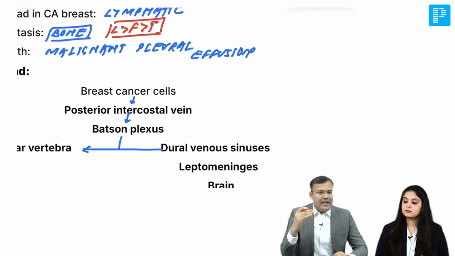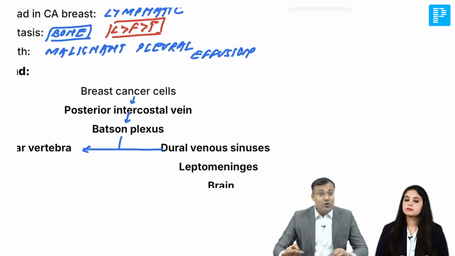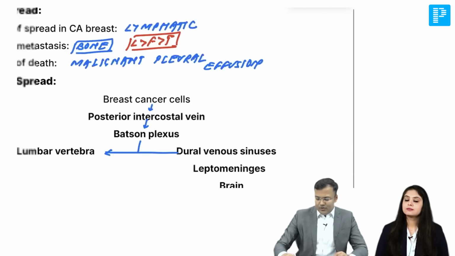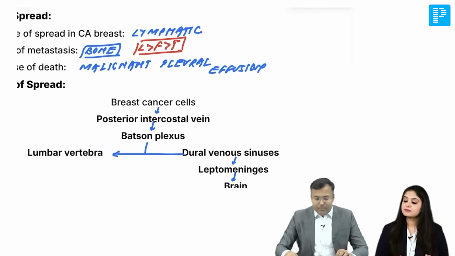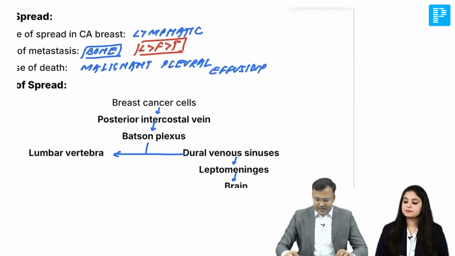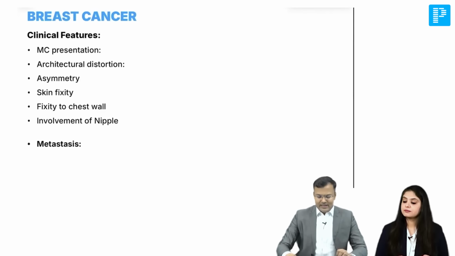You know that in the Batson plexus as well as in the dural venous sinuses, there are no valves. What will happen? From the dural venous sinuses, it goes to the leptomeninges, and from the leptomeninges, to the brain. So these are the questions which are asked in relation to the pathway of spread. After that, see the features of breast cancer, the presentation.